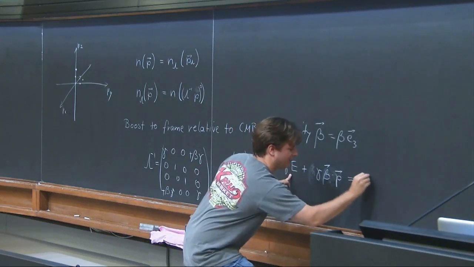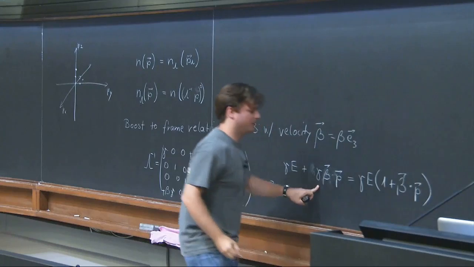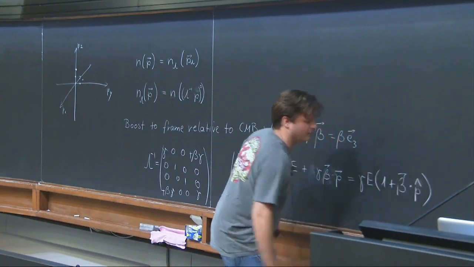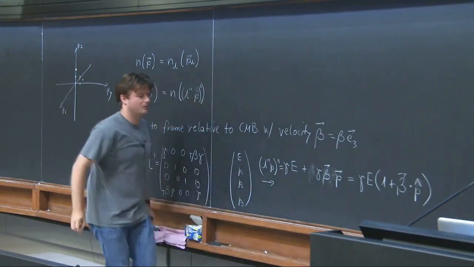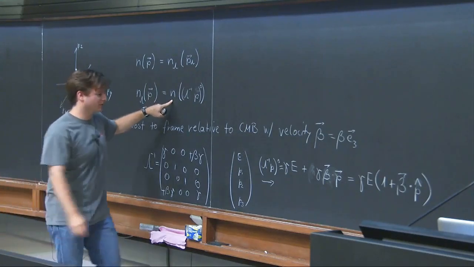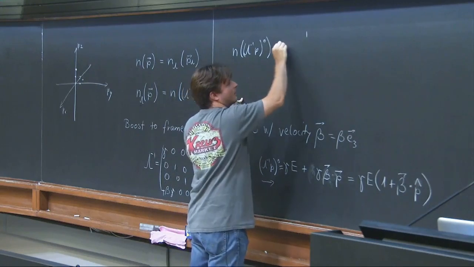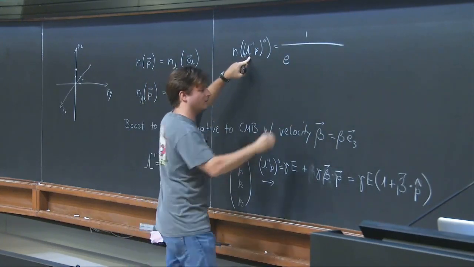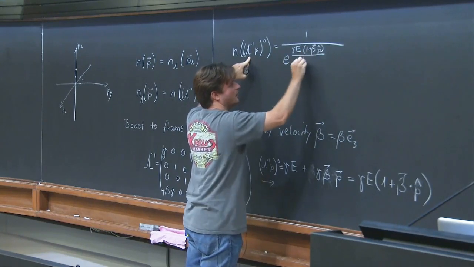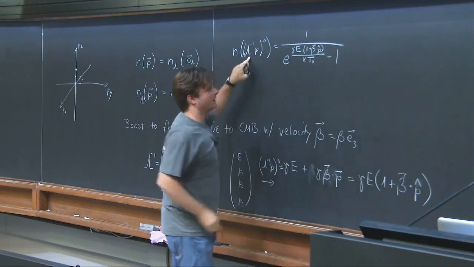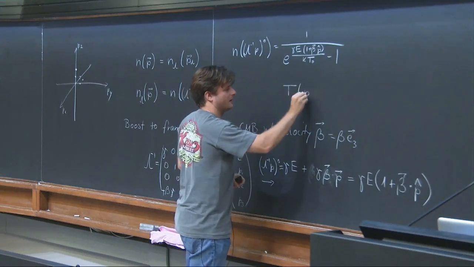You can simplify this slightly more to write it as gamma times E times 1 plus beta dot p hat, where p hat is the unit vector in that direction. So this is the lambda inverse p zero component that we need. And now we can plug this into this formula. So you just get that n of lambda inverse p is 1 over e to the, and we just plug this zero component in here, gamma times E times 1 plus beta dot p hat over kT_0, minus 1. And you see that this is the same as a distribution with an effective temperature T as a function of p hat.